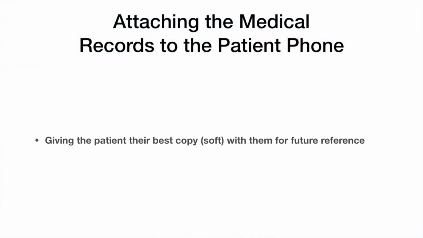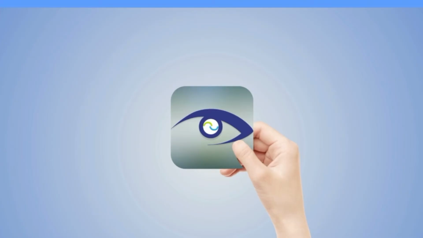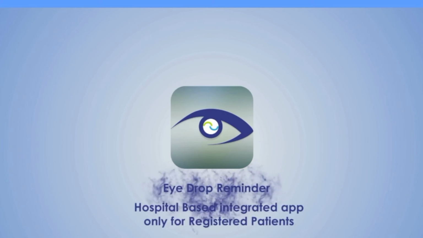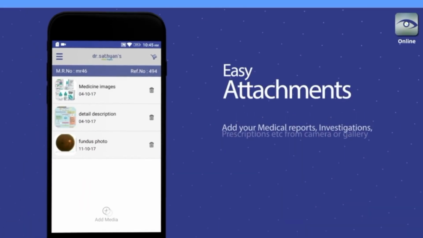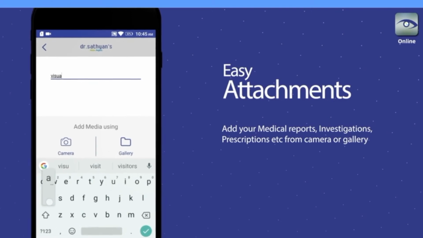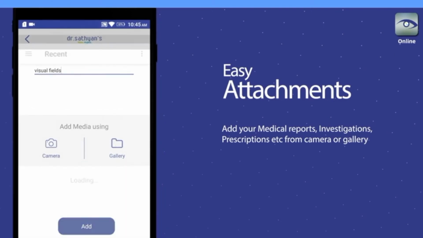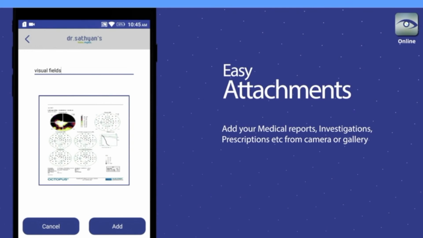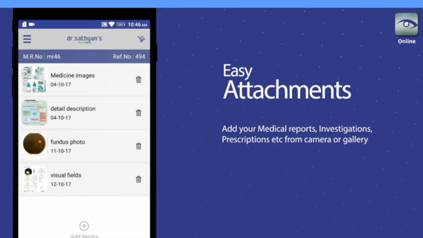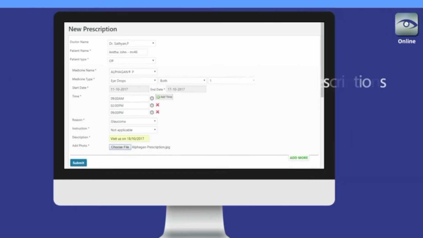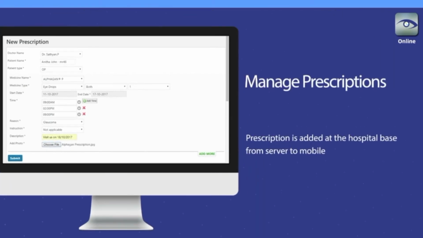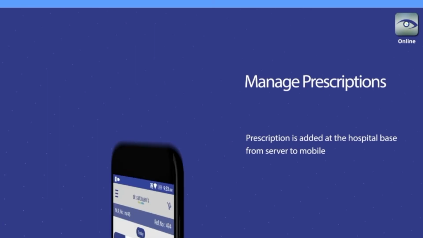All the results can be transferred to the patient by means of a soft copy, which will serve them better for their future reference. The transfer can be made through Bluetooth directly from the machine or through a hospital-based app where the medical records, the investigations, the prescriptions all will be attached to the patient's smartphone so that the patient will always have their e-record with them wherever they go. Also, the prescriptions can be managed as they are added at the hospital base from the server to the mobile, which is very patient friendly.